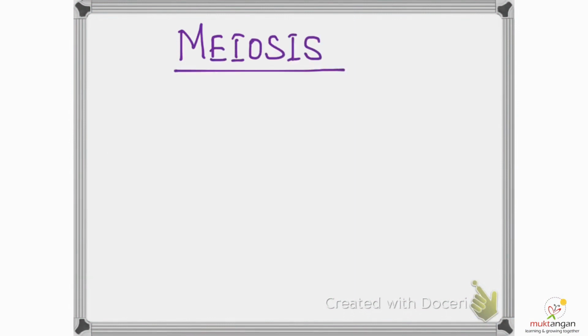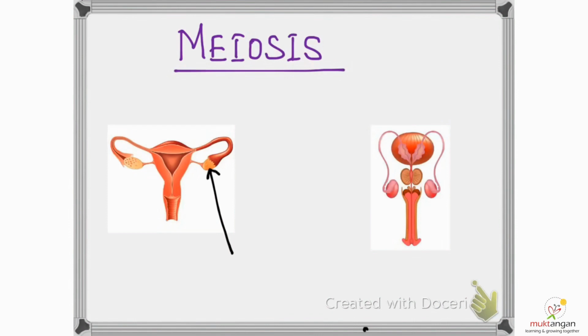In this video, we shall look into the process of meiosis. Meiosis is a process of cell division which occurs in germ cells. Germ cells are the cells present in the ovary and the testes. The process of meiosis can be divided into two stages, meiosis 1 and meiosis 2.